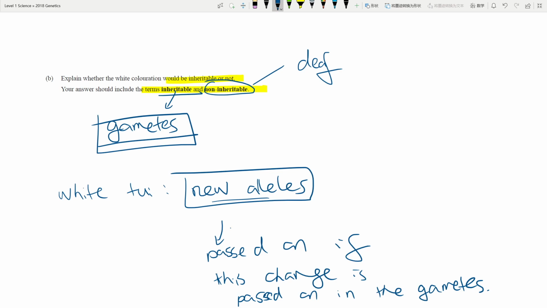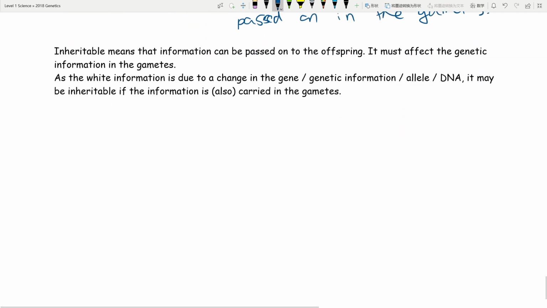Okay, so if we quickly have a look at the answers. Inheritable means that the information must be passed on to the offspring, and this must occur in the gametes. So for the white Y2E, if there's a change in the genes, because we just discussed it previously, it may be inheritable. It depends if it goes in the gametes or not.